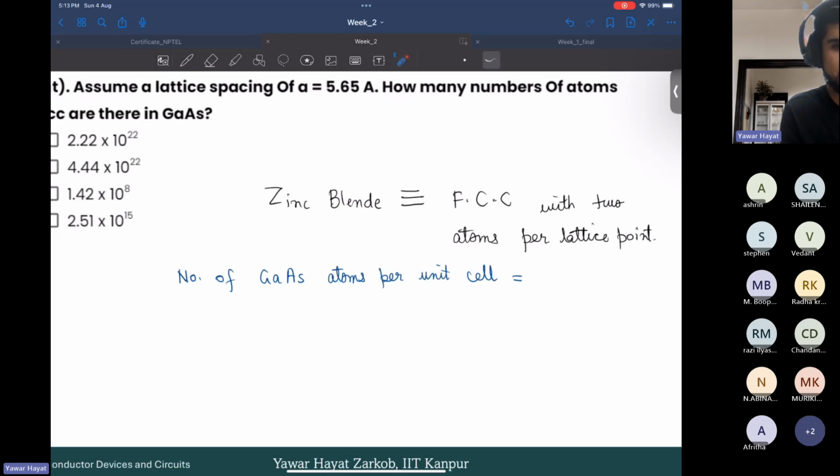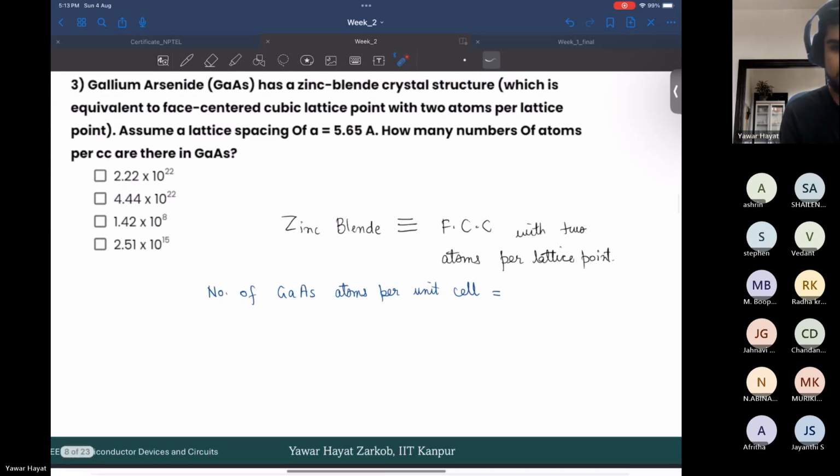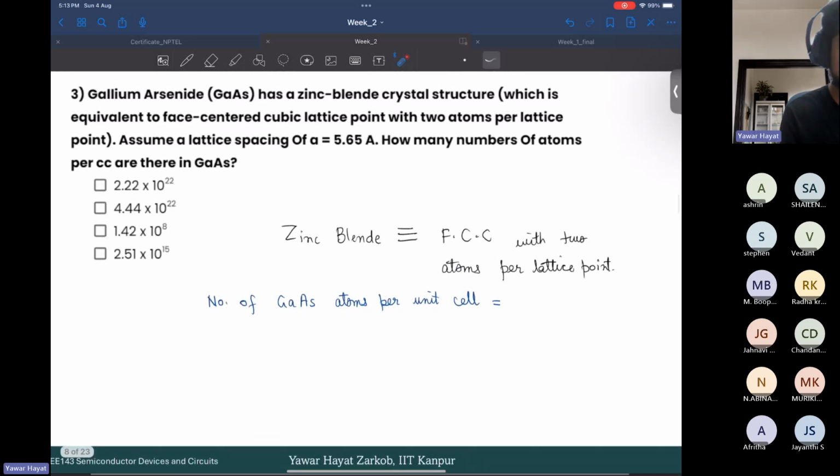How many lattice points are present in FCC? 4. So 2 atoms per lattice point. So how many gallium arsenide atoms should be present per unit cell? Attempt it. 8. Correct. Right? Simple. 4 times 2, which is 8. So we have 8 gallium arsenide atoms per unit cell.